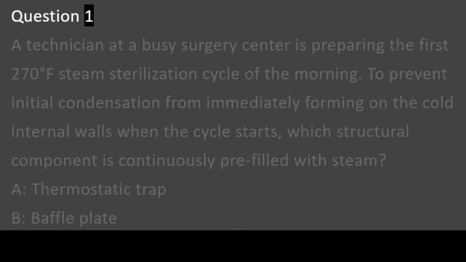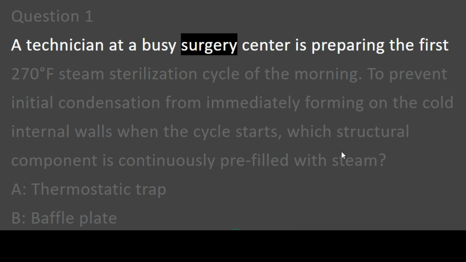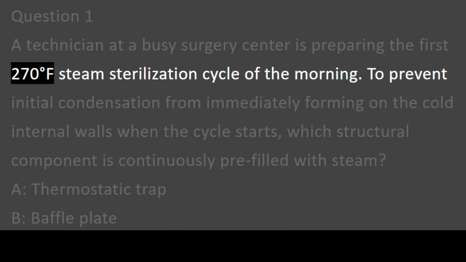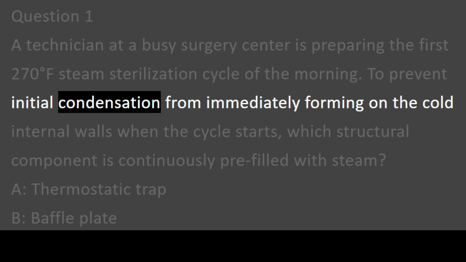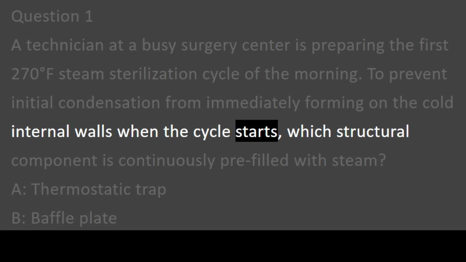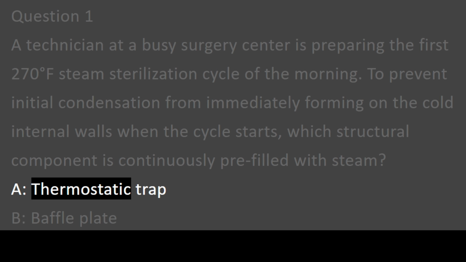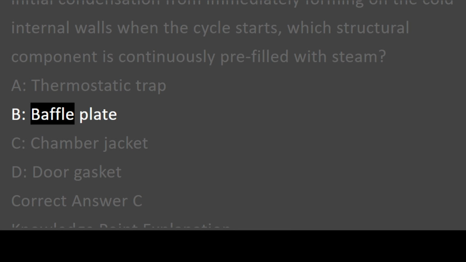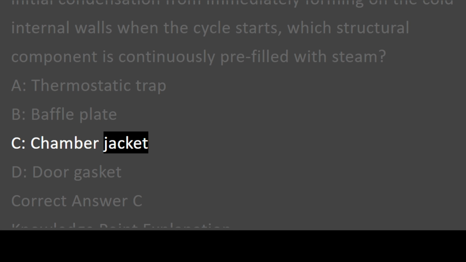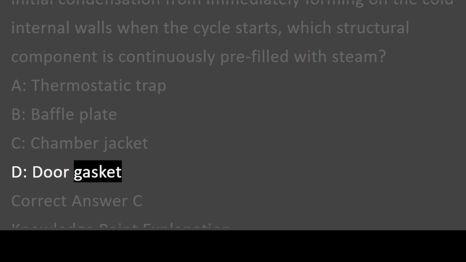Question 1. A technician at a busy surgery center is preparing the first 270 degrees Fahrenheit steam sterilization cycle of the morning. To prevent initial condensation from immediately forming on the cold internal walls when the cycle starts, which structural component is continuously pre-filled with steam? A. Thermostatic trap. B. Baffle plate. C. Chamber jacket. D. Door gasket.